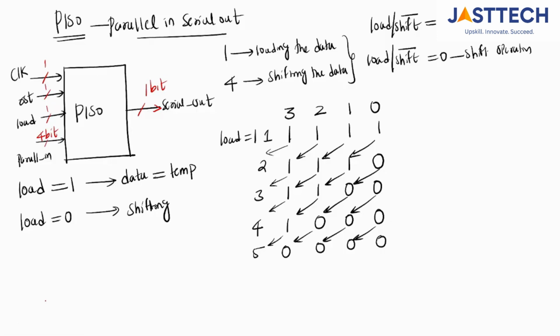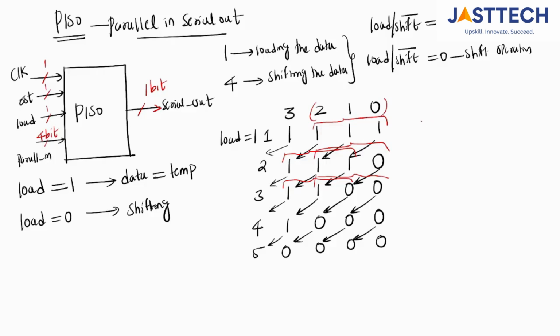So what is the logic? Same as SIPO only. Every time temp 2 down to 0 is copying to 3 down to 1, for the second clock pulse. At the third clock pulse, 110 is copying over here. At the fourth clock pulse, this 1100 is copying over here. And every time from the right you are loading the data.